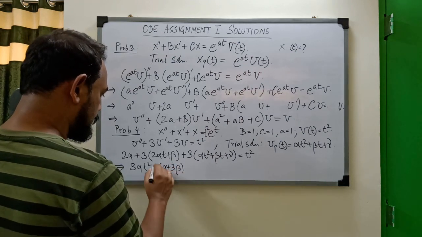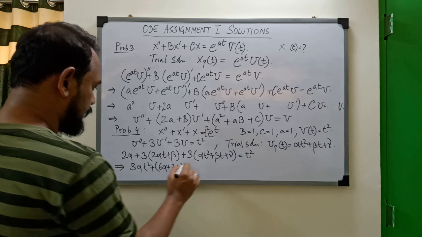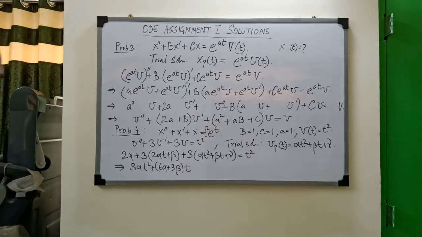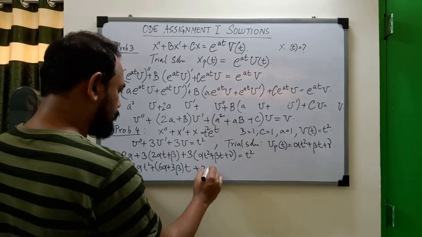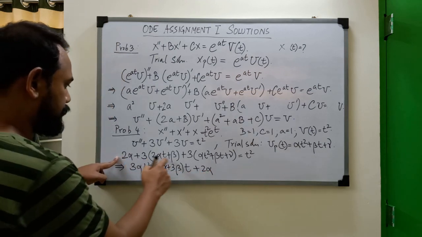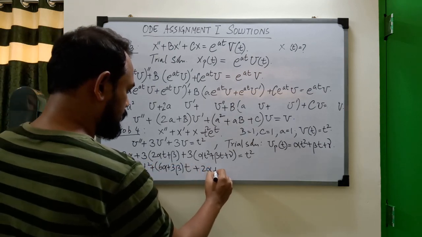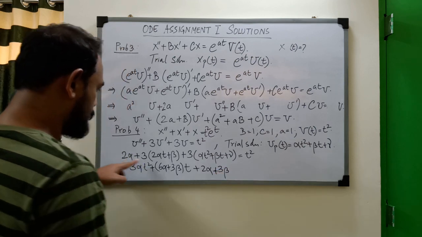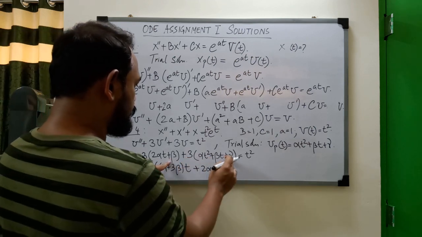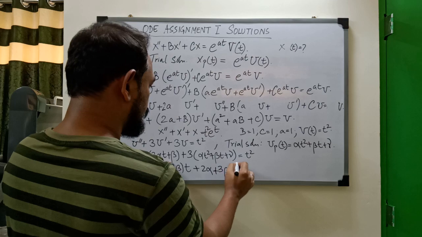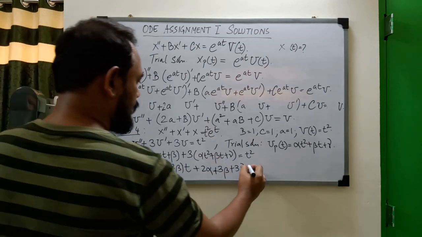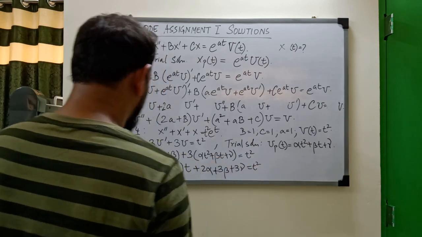3 beta from here. That's with t. What about the constant term? It gets a 2 alpha from here, a 3 beta from there, and just a 3 gamma from here. And this should give me my t square on the right.